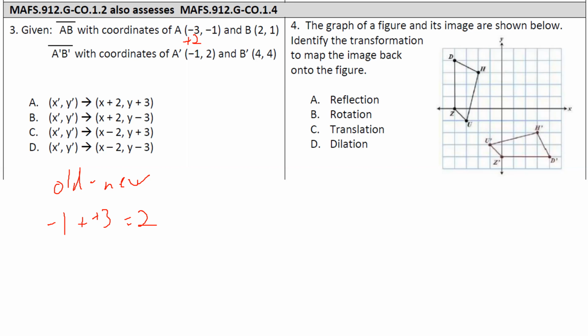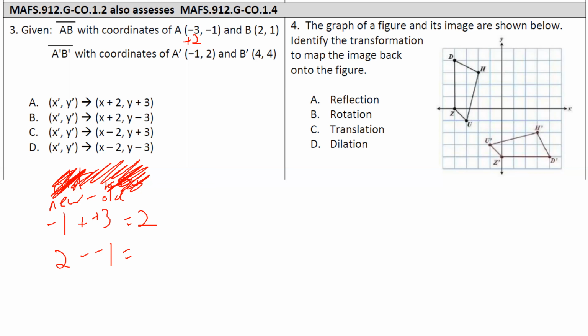Same thing for the other value. I took the old minus the new. Oh, sorry, I said that backwards, didn't I? Scratch that. I just did something backwards. That was bad. New minus old. New minus old. Or image minus pre-image. All right. New should always go first.